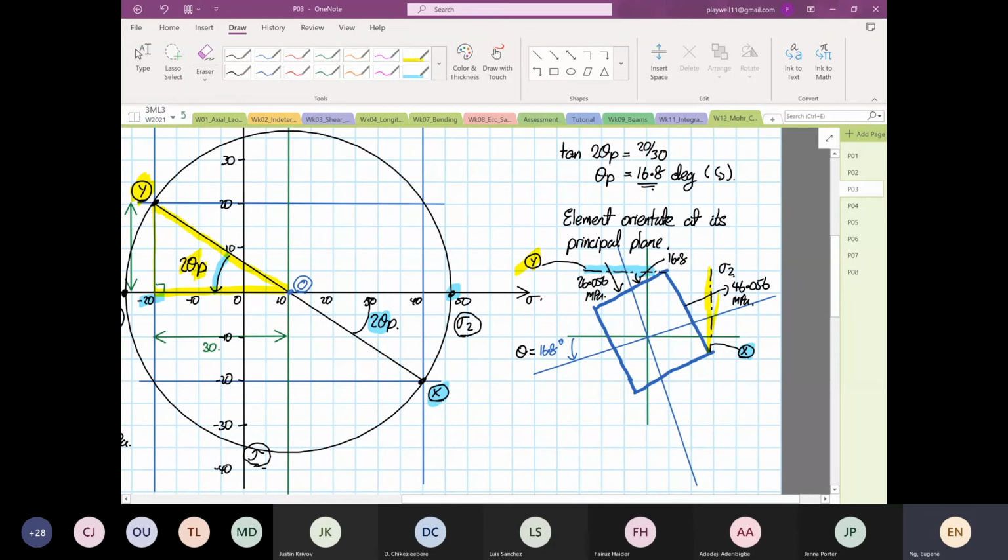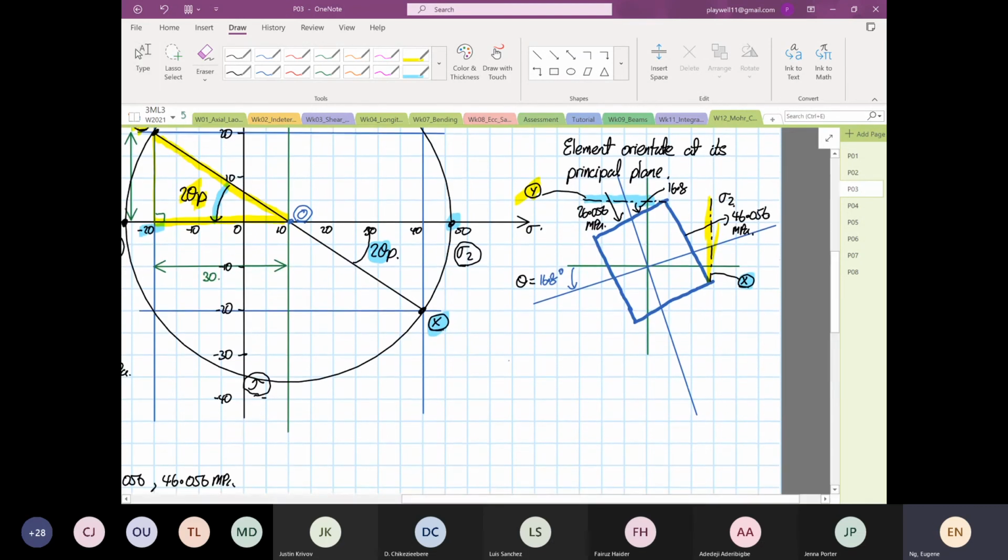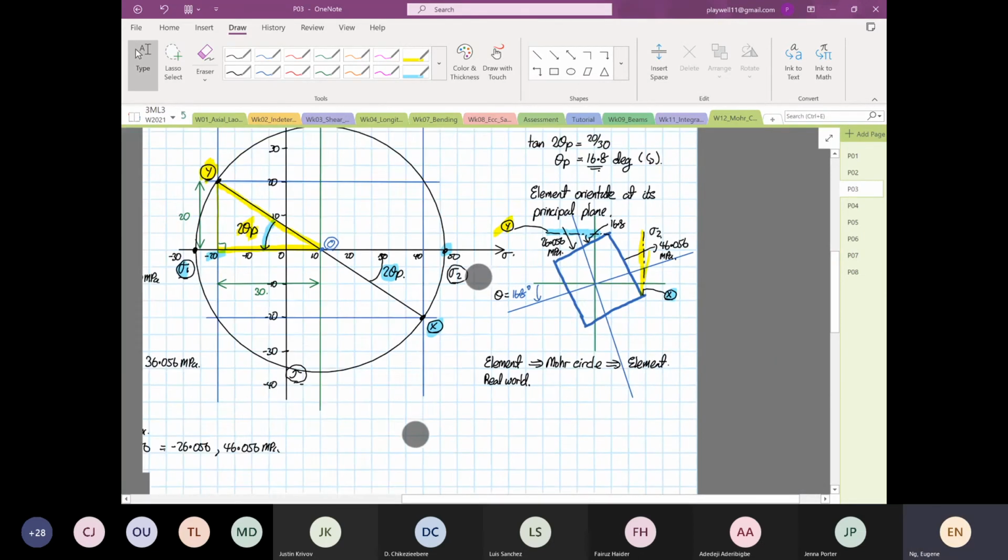Okay, so what we just learned down here is this: from the element, we know how to construct the Mohr circle, and from the Mohr circle how to bring everything back to the element. And why is that? Because the element is the real world. The Mohr circle is your analysis.